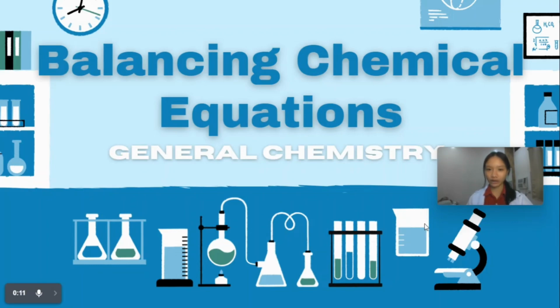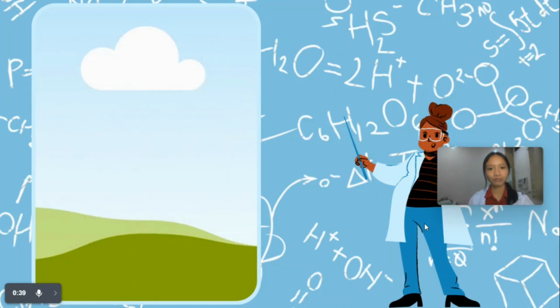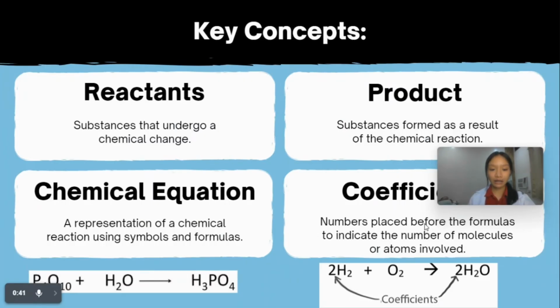Balancing chemical equations. Balancing chemical equations is a fundamental skill in chemistry that ensures the law of conservation of mass is upheld. This law states that matter cannot be created or destroyed in a chemical reaction. Therefore, the number of atoms of each element must be the same on both sides of the equation.